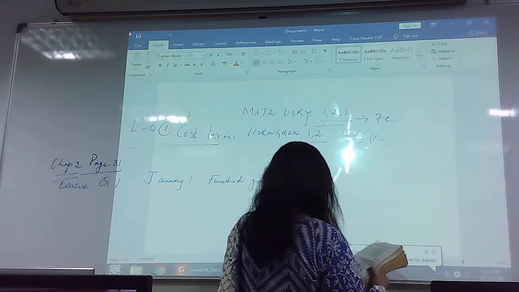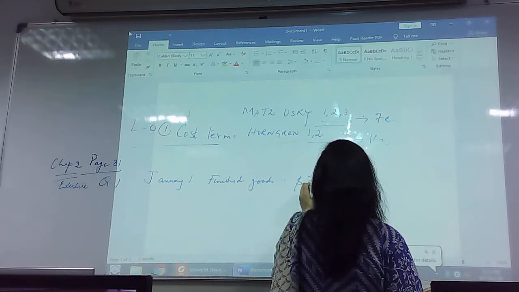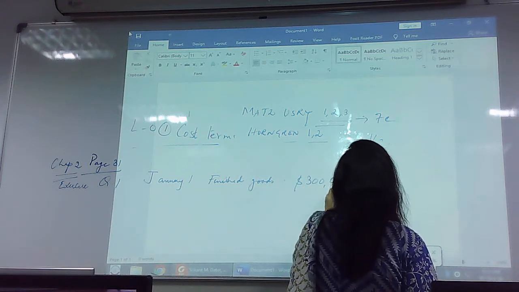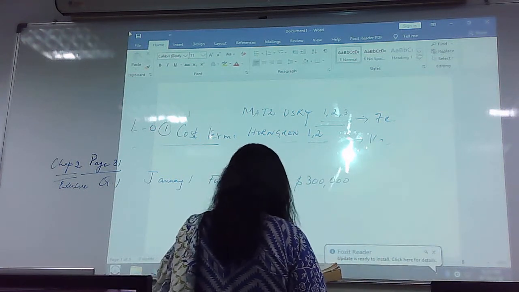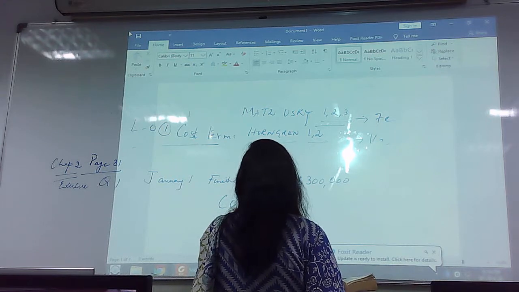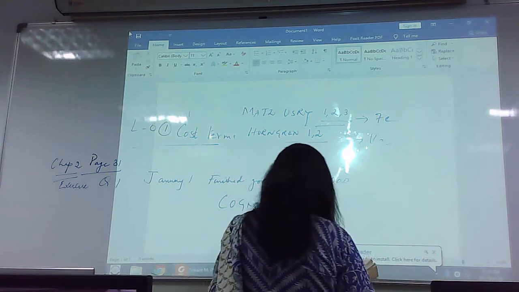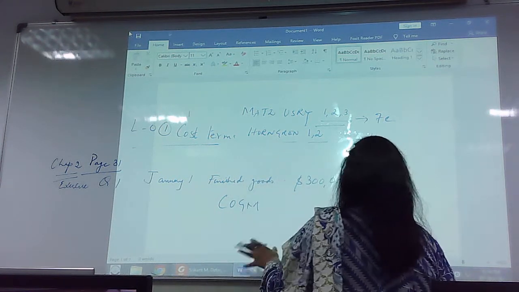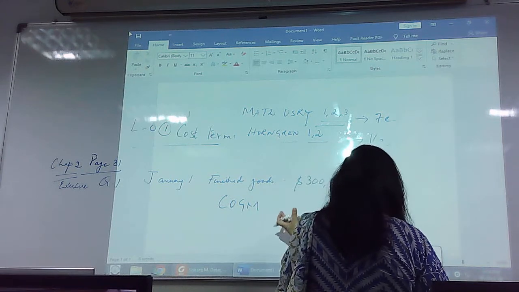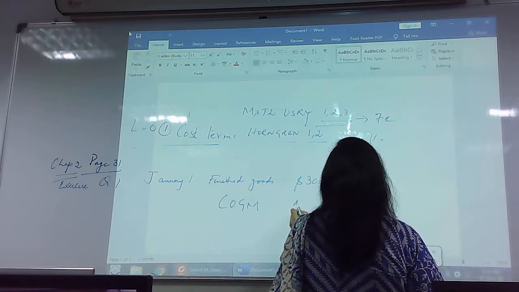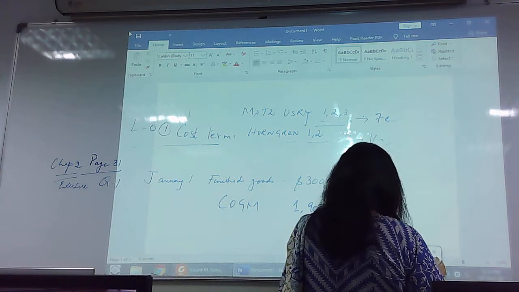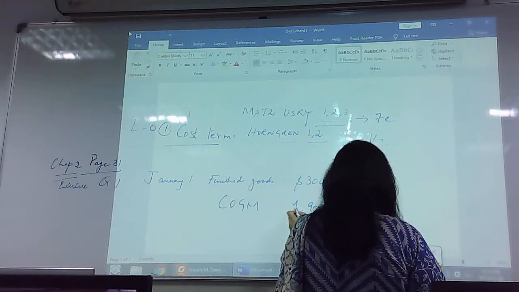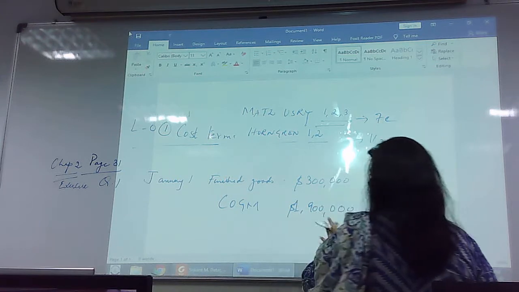Finished goods as $300,000. And during the year, cost of goods manufactured was COGM that we calculated in the last class. I mean, we just did the format, so we haven't really calculated it, but we can ascertain it with the help of the format that we did. And the value has been given to you in the question.